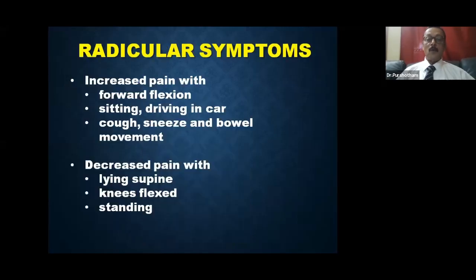and difficulty in walking. So the radicular symptoms are increased with forward flexion, sitting, prolonged sitting I must say, driving a car because you're sitting constantly and attending to steering, and if it is a geared car, applying gears, cough, sneeze, and bowel movement. These can increase the radicular symptoms. And they get decreased in a lying supine position or when the knees are flexed.